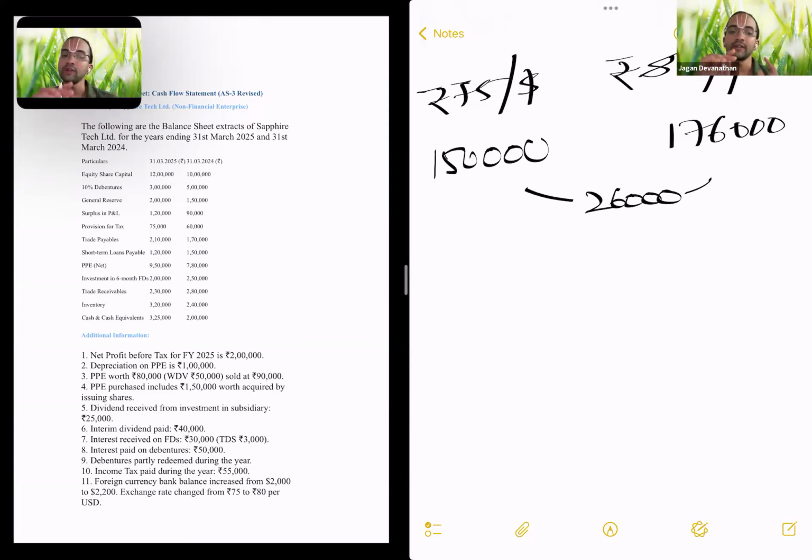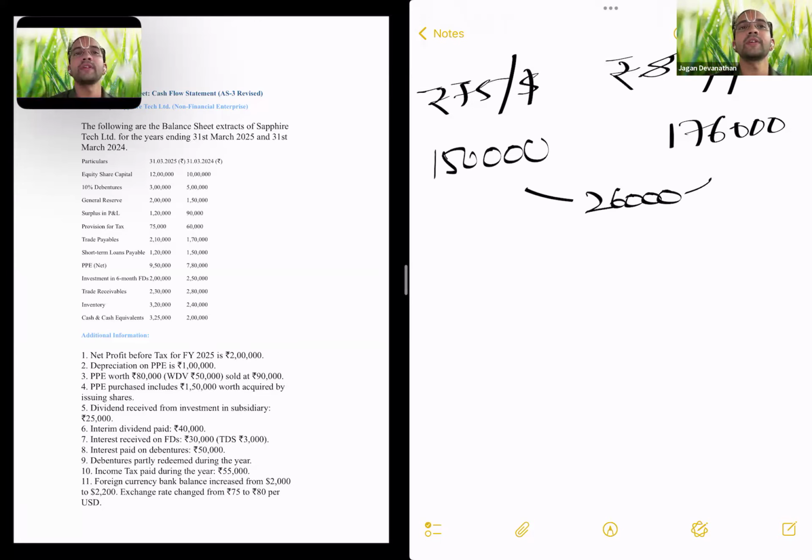Do you understand? Because read the adjustment carefully. Foreign currency bank balance increased from $2,000 to $2,200. The exchange rate changed from 75 to 80 per USD. So this foreign exchange impact is actually included in the 3,25,000. But out of that, 26,000 is a foreign currency impact, right? So this is not a cash flow.